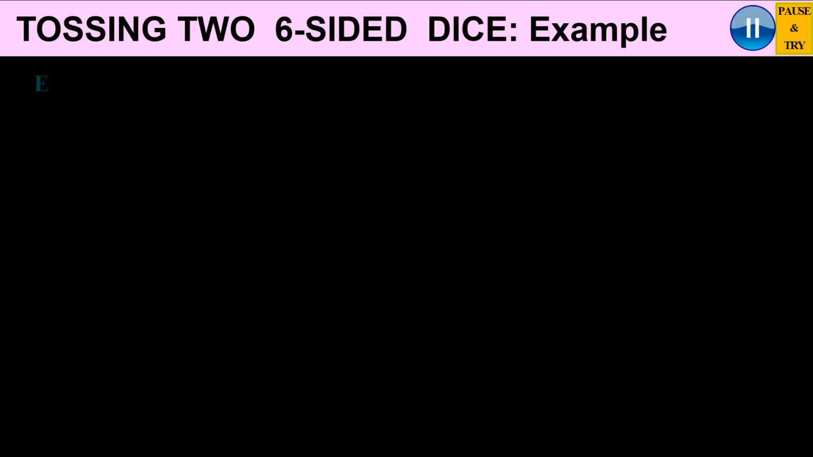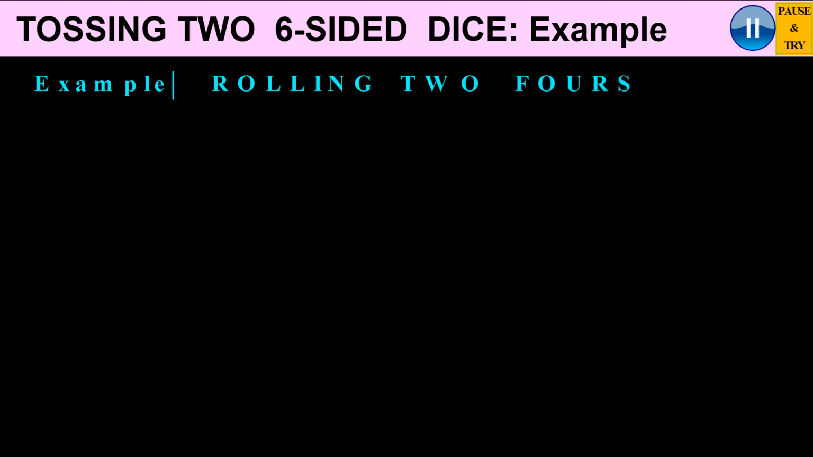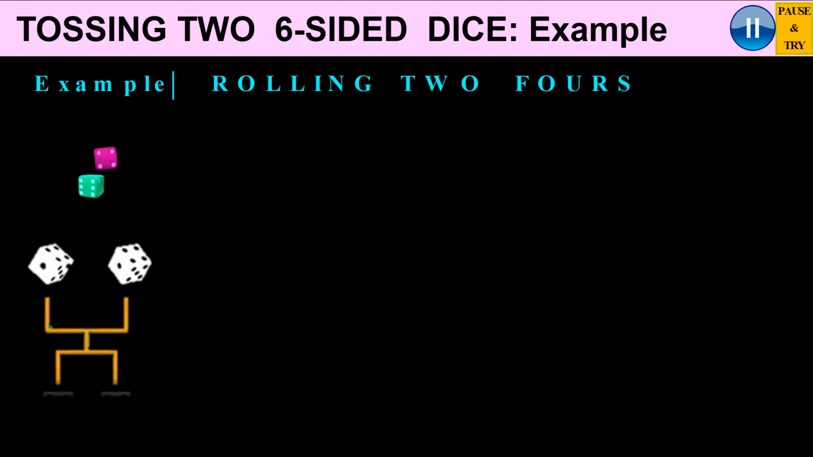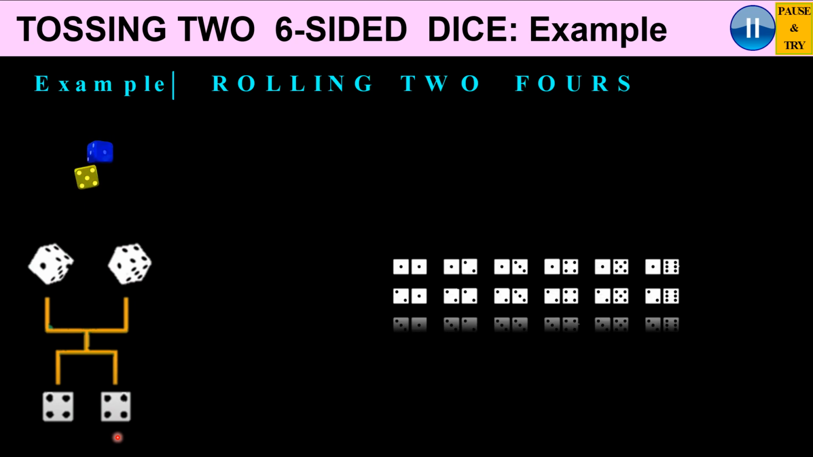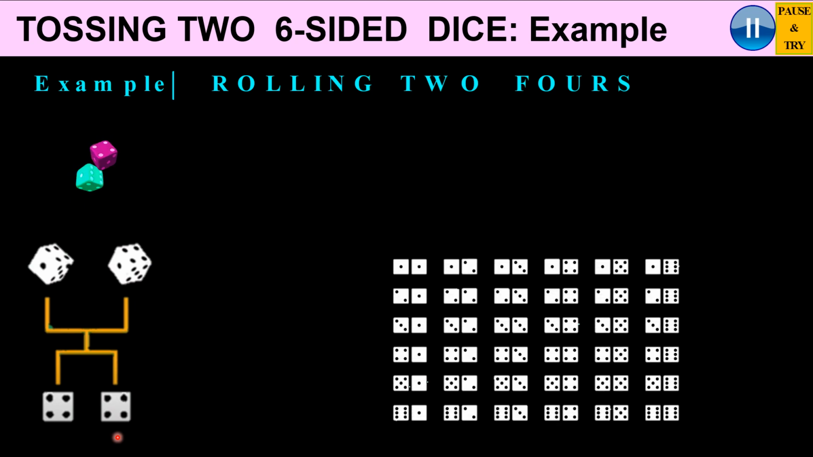Now let's look at an example where we want to toss 2 fair 6-sided dice, but we want to roll 2 fours. So what's the probability of getting 2 fours? There we have 2 dice being tossed, and we want to see the outcome should be 2 fours. Now let's just look at the sample space.